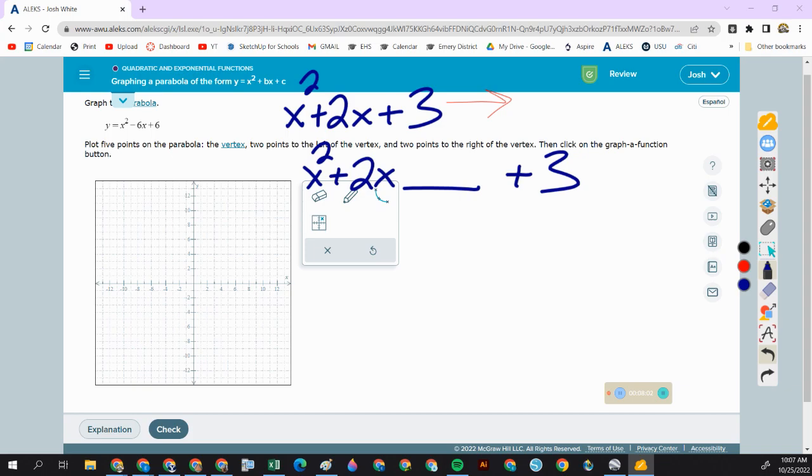Okay. What goes in my factor? X plus 1. This number is always half as big as the middle term. Does everybody understand that?